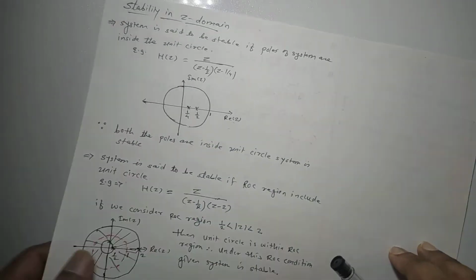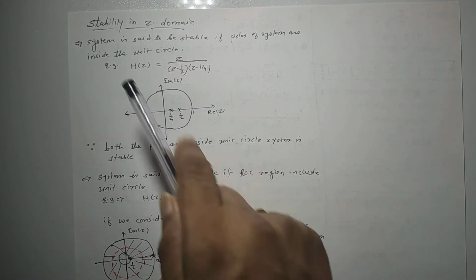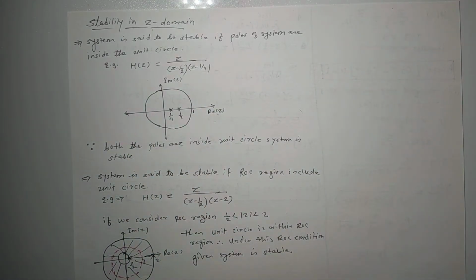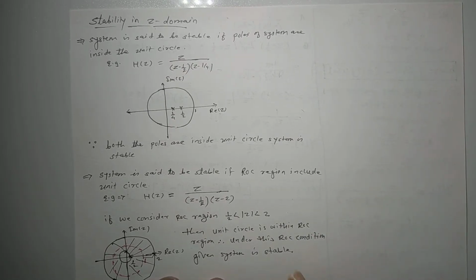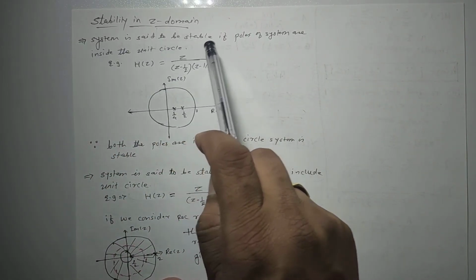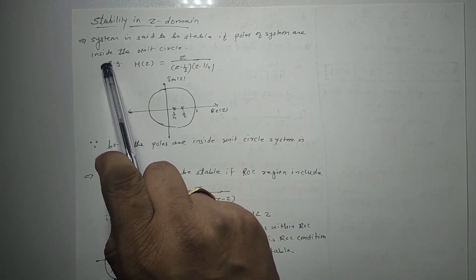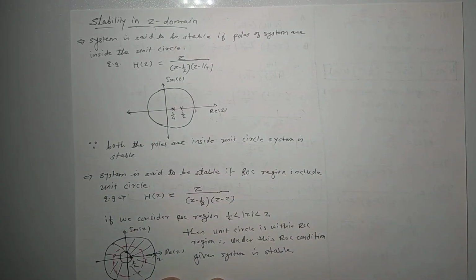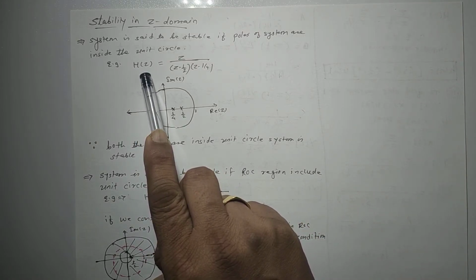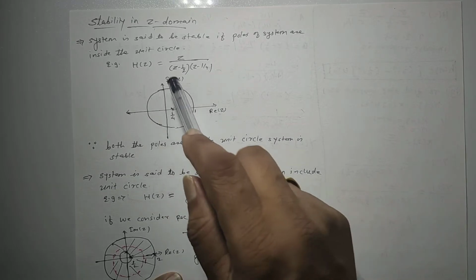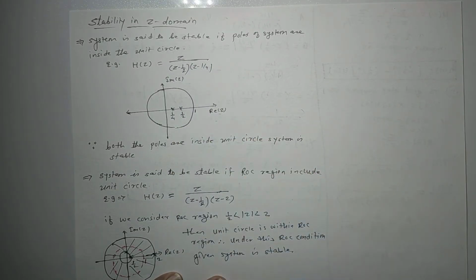The next thing we are going to see is stability in the z domain. We can define the stability in the z domain in two ways. The first way is: the system is said to be stable if the poles of the system are inside the unit circle. For example, this is a system transfer function. The system is represented by its transfer function like this, z upon z minus half, z minus 1 by 4.